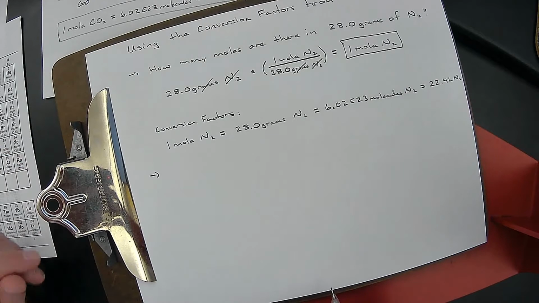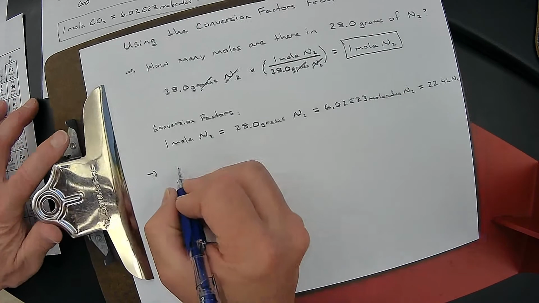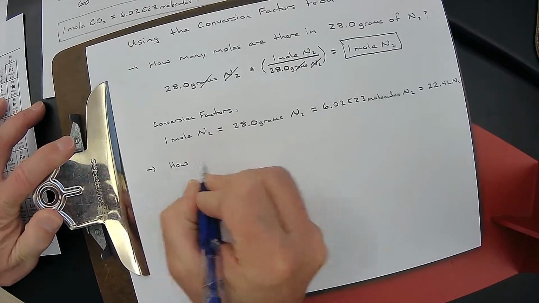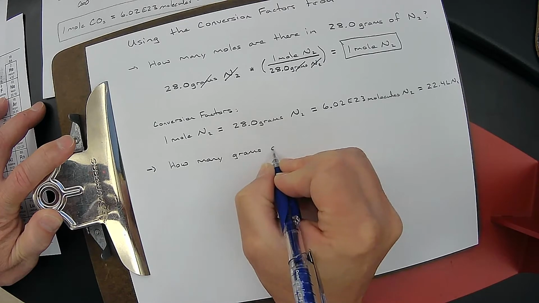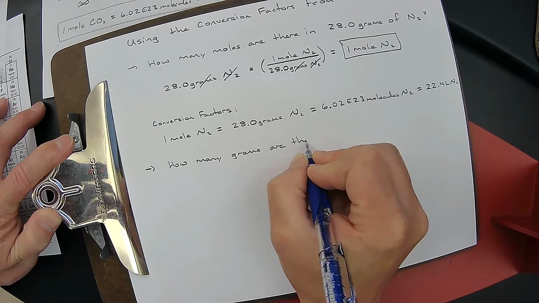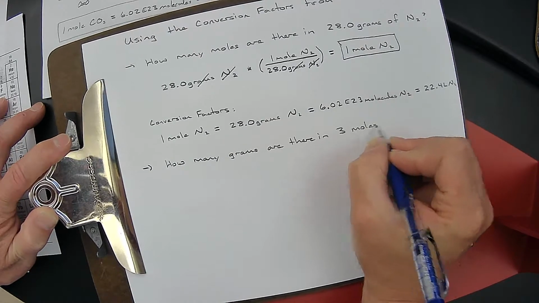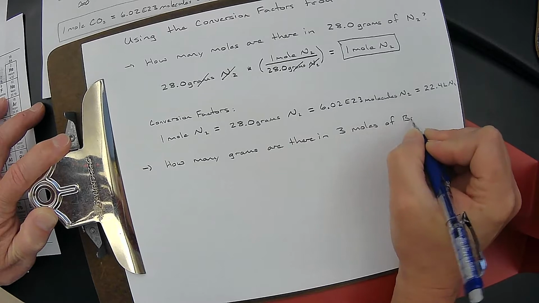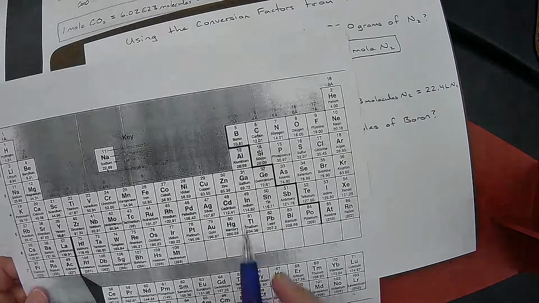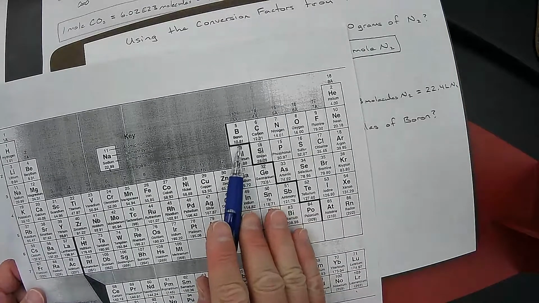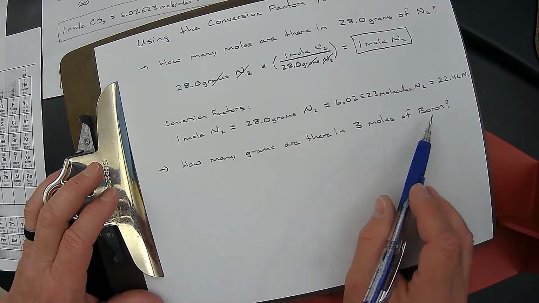So for instance, let's ask this question. How many grams are there in 3 moles of boron? Boron is an element on the periodic table, and it's right here. Its molar mass is 10.8. So how many grams are there in 3 moles of boron?